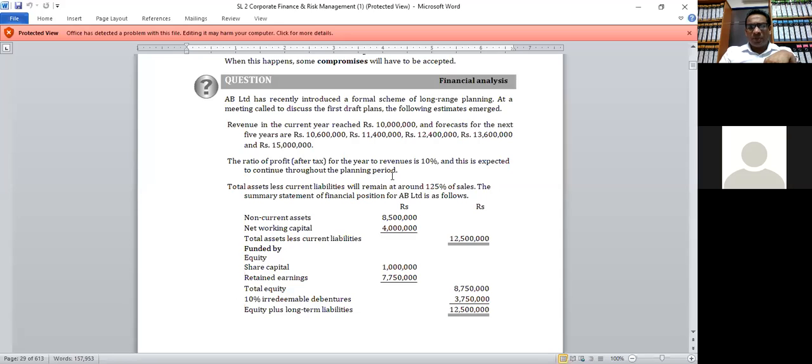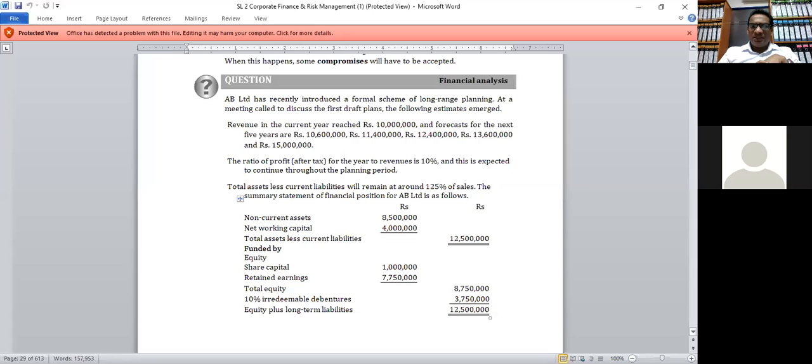The ratio of profit after tax for the year to revenues, in other words the profit margin, is 10%, and this is expected to continue throughout the planning period. Total assets less current liabilities will remain at around 125% of sales. So total assets minus current liabilities will remain at 125% of sales.